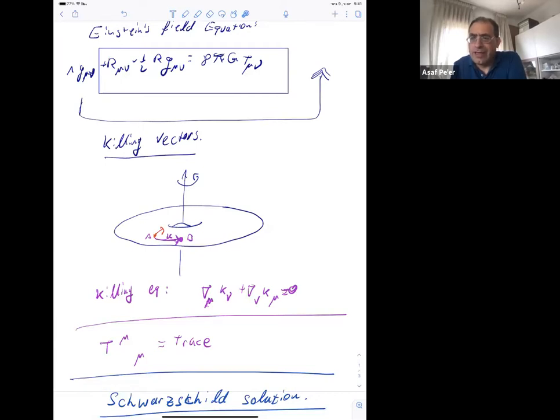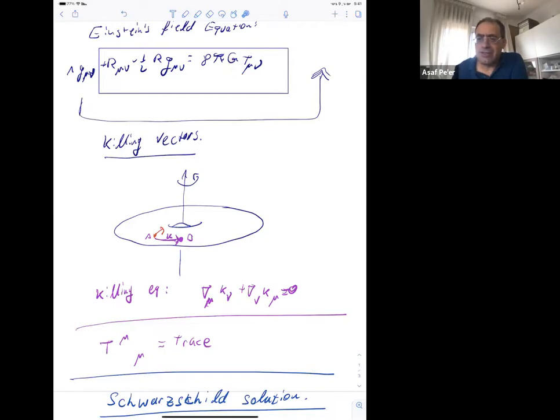In principle, because of the complexity, the simplest way is to simply guess a solution and then plug it into the equation and see if it solves it. But of course, the ability to do that is limited. Now, I told you in this course there are 2 types of solutions. The first is the vacuum solution, so 0 on the right-hand side.